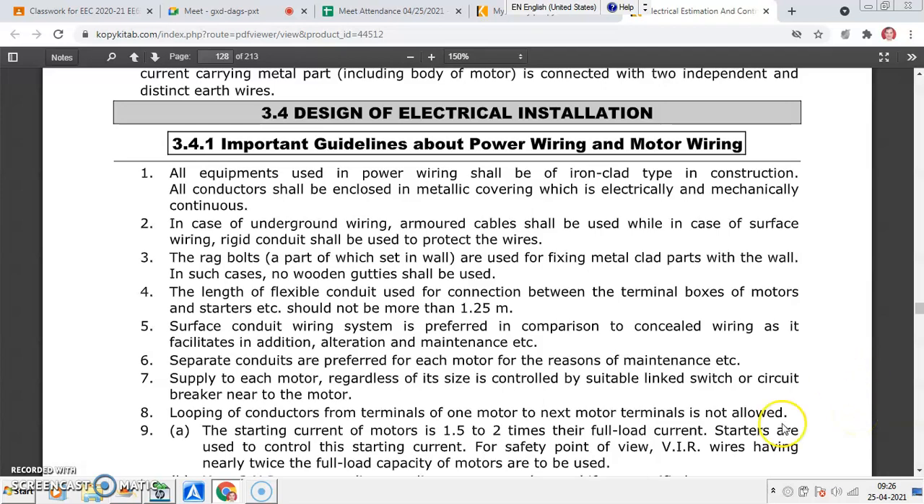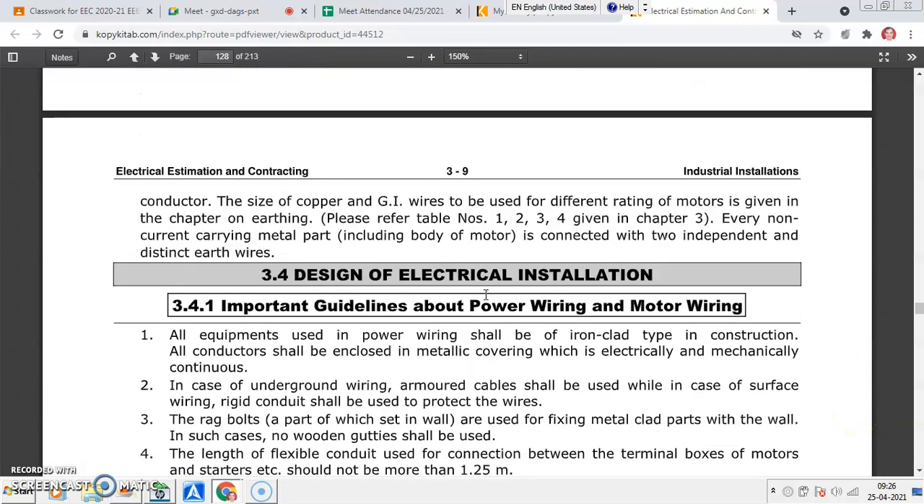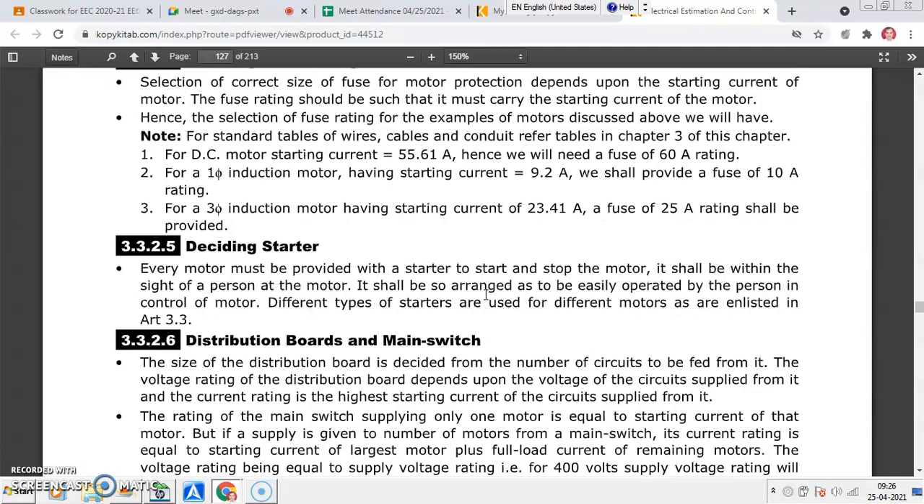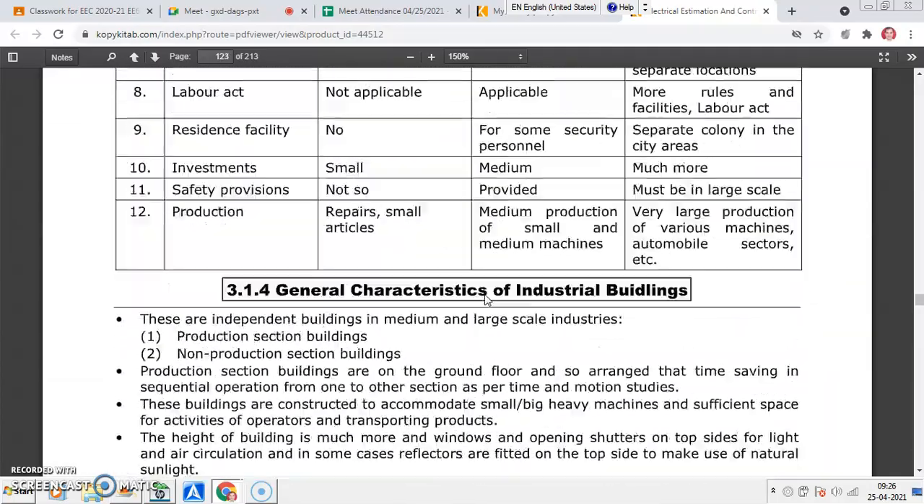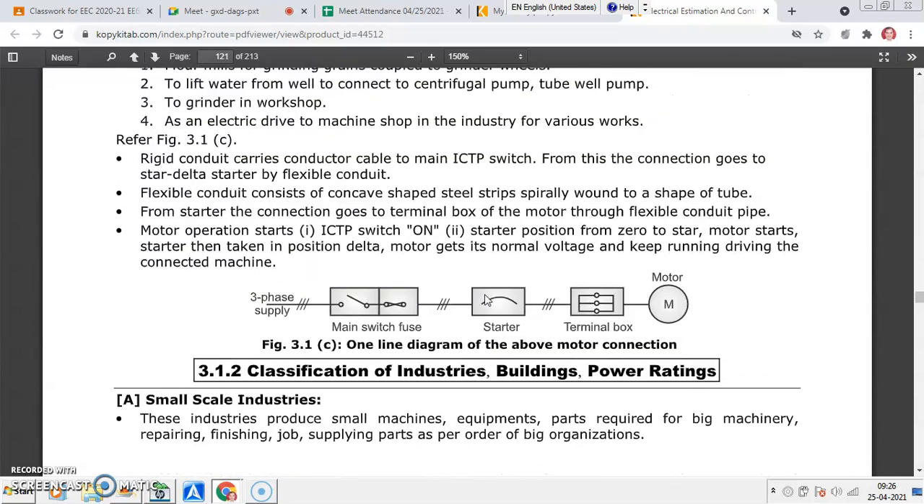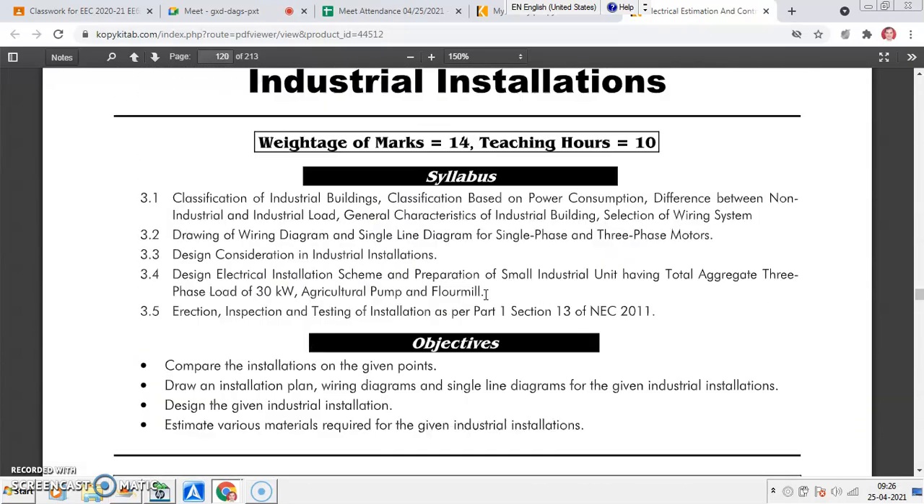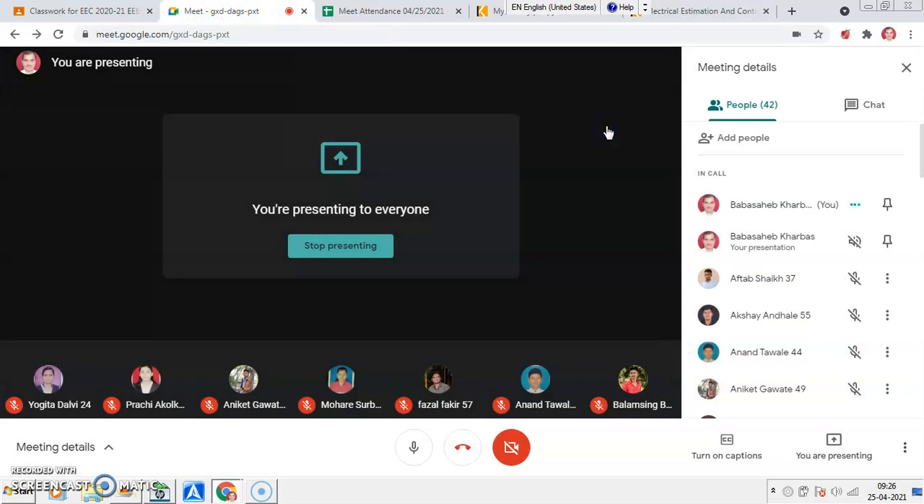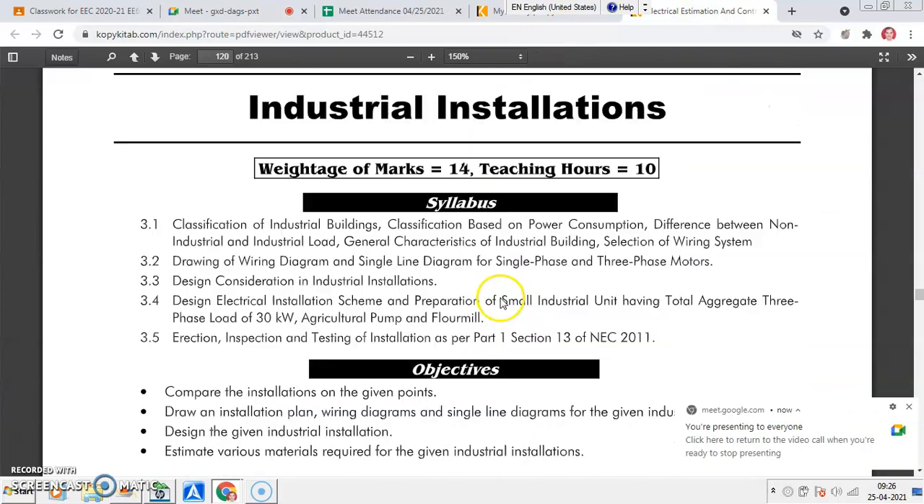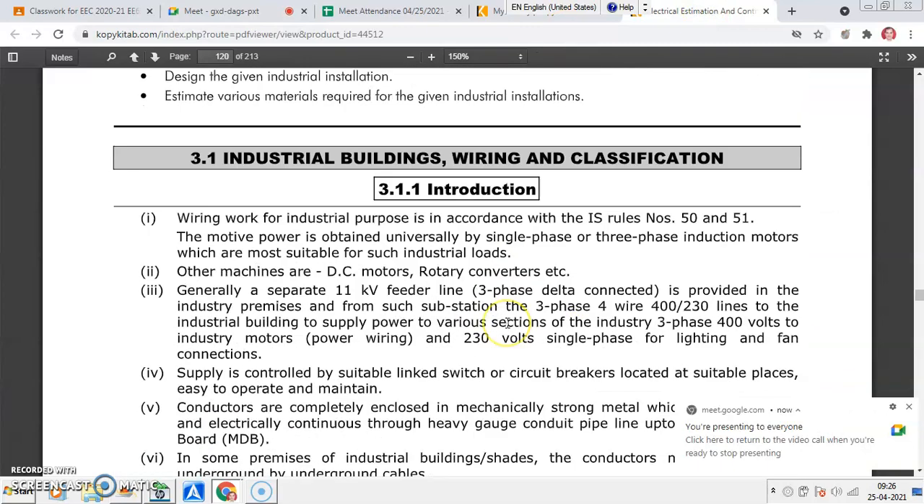So let us start. Yesterday we have discussed the various basic elements of industrial installation. In which we first discussed the objectives of industrial installation, then industrial building, wiring and classification of industrial installation.